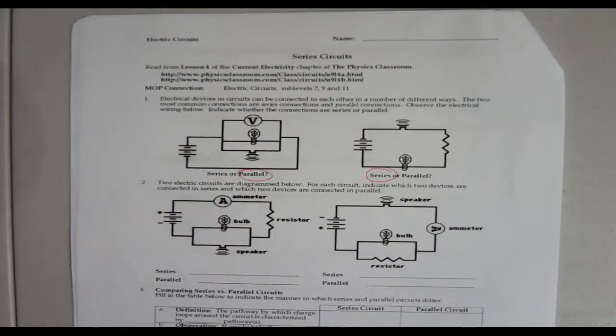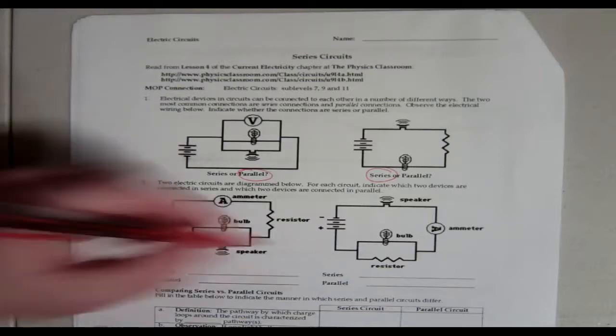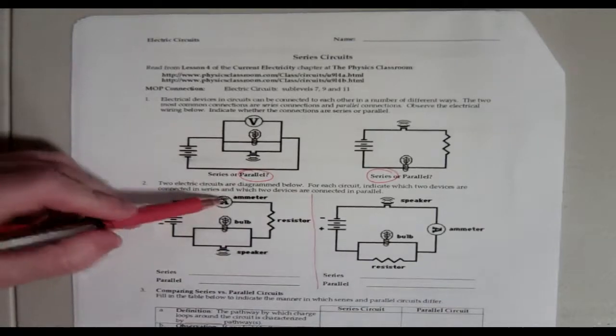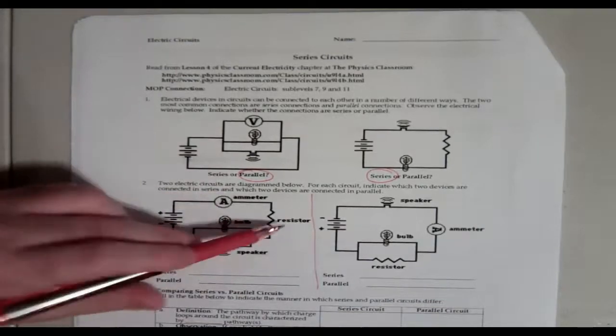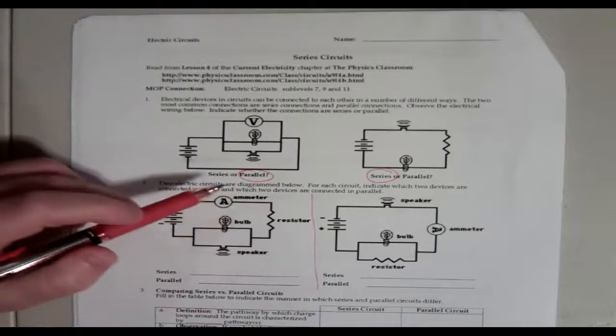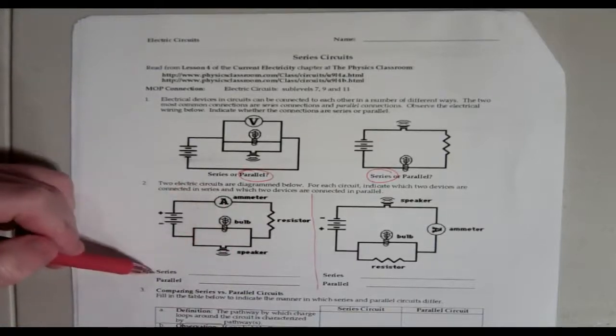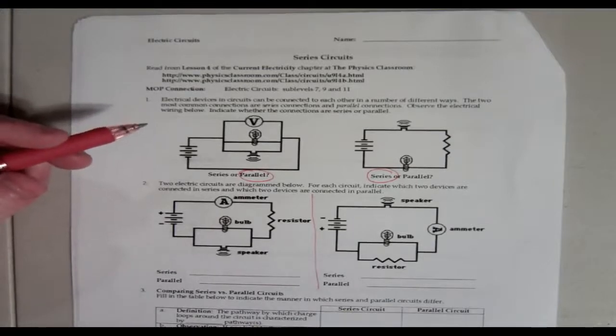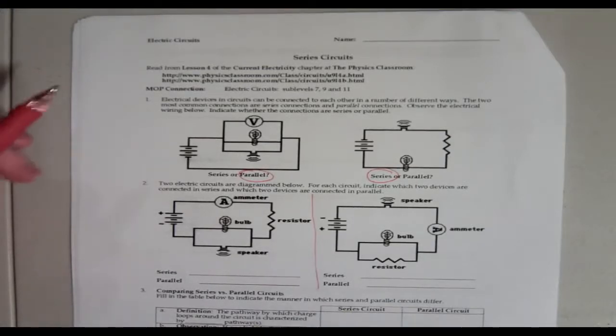Okay, let's look at number two. Two electric circuits are diagrammed below. For each circuit, indicate which two devices are connected in series and which two devices are connected in parallel. So these are two separate things. Of these four devices, speaker, bulb, resistor, ammeter, which two are in series and which two are in parallel? Again, this one's not real hard. It's just kind of figuring out what they're asking.